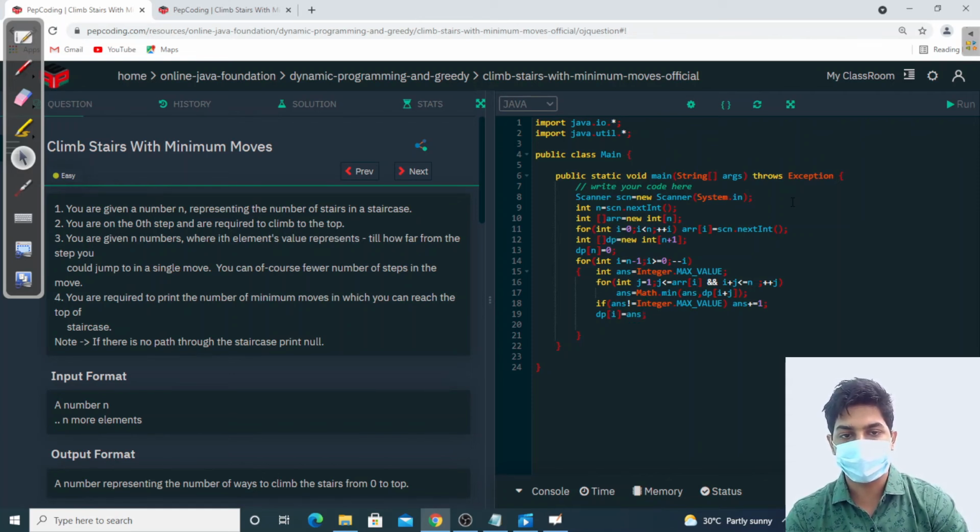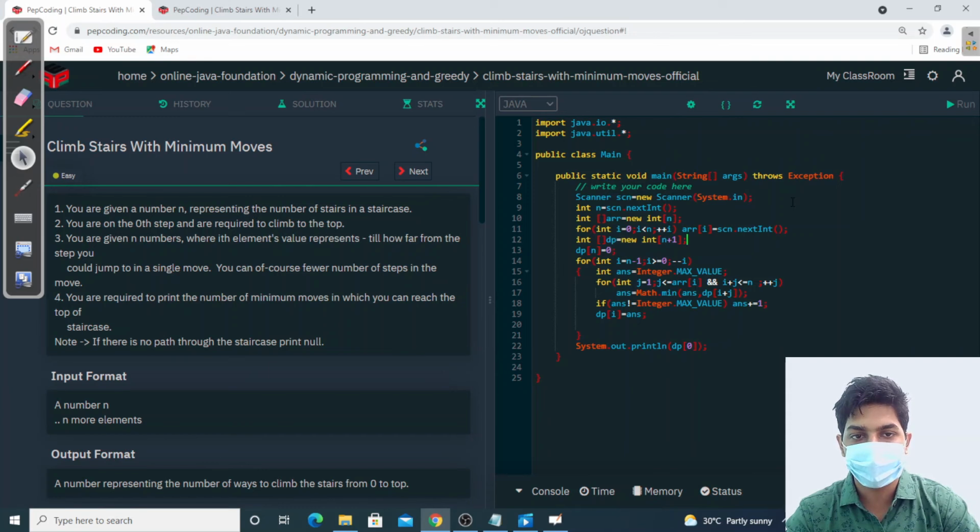What I have written in this line, I am going to explain to you in just a moment. Finally, when we are done, what we have to print is System.out.println dp of 0. This is what our answer is. First, let's check whether we have done everything correctly. We have taken input for n, we have taken input for the array. Now we have initialized correctly. This is correct. This is correct.